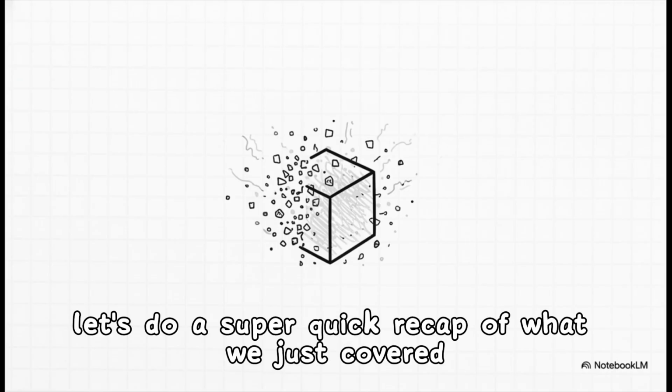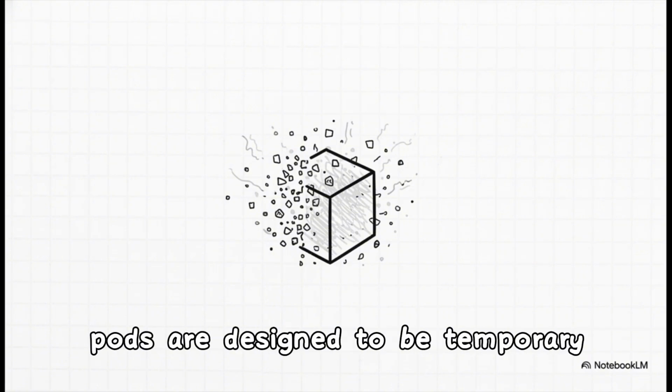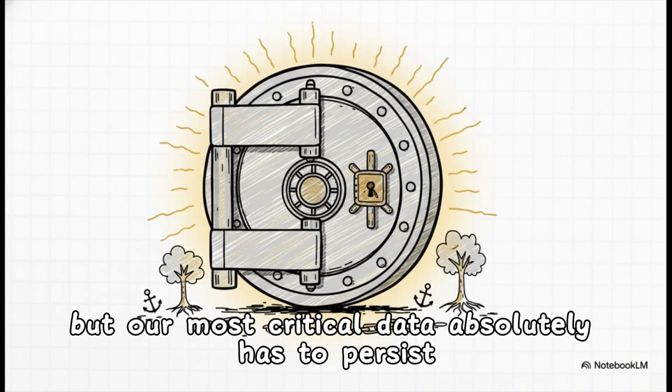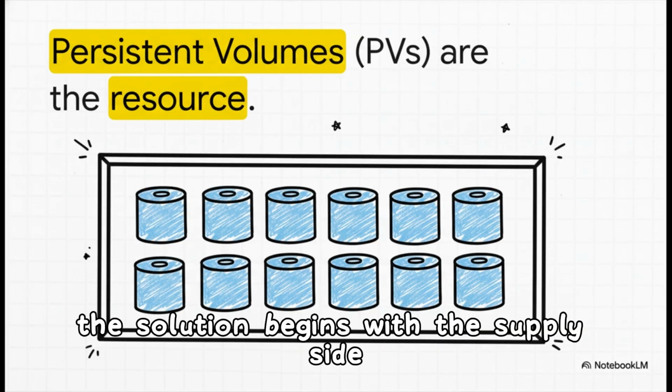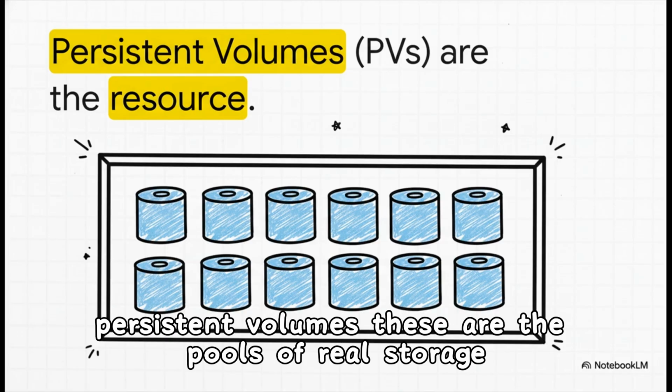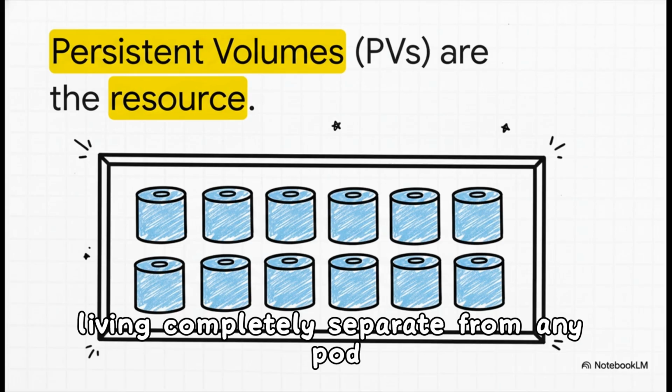All right, let's do a super quick recap of what we just covered. We started with the basic problem. Pods are designed to be temporary, but our most critical data absolutely has to persist. That's the conflict we had to solve. The solution begins with the supply side, persistent volumes. These are the pools of real storage that are available to the cluster, living completely separate from any pod.